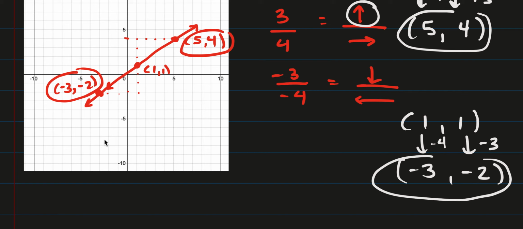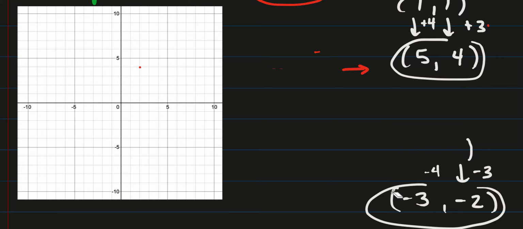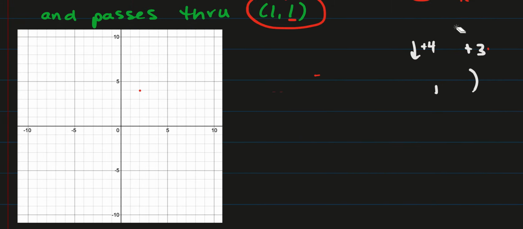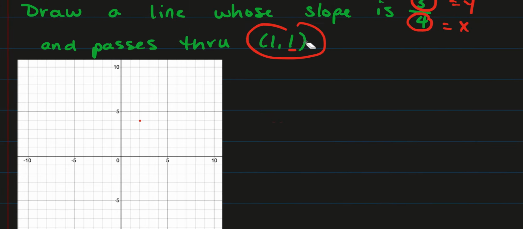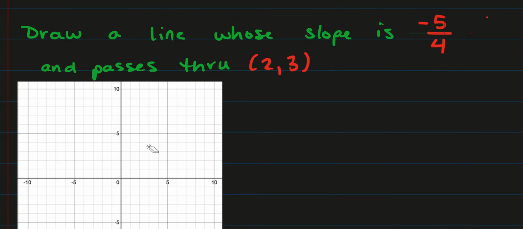Let's do one more. I'm actually going to erase this, so make sure you have everything copied. Okay, I'm going to draw it on this graph. I'm going to change this point and I'm going to change the slope, and let's see if we can draw a line whose slope is, let's say, -5 over 4 and passes through the point 2, 3. So let's see if you can do it, and then check and see if you get the same thing I get.